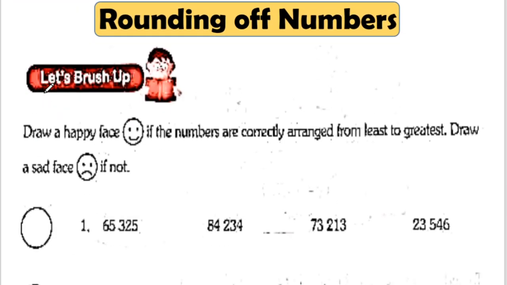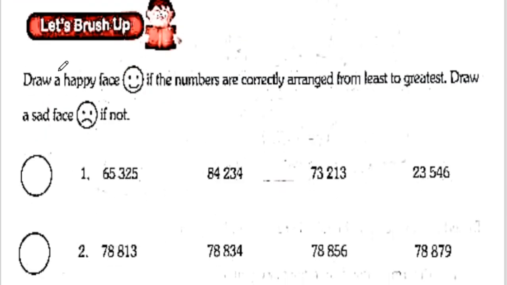And now, let's brush up. We are going to draw a happy face if the numbers are correctly arranged from least to greatest. Draw a sad face if it is not. And now, let's try to answer number 1. It's a sad face because it is not arranged properly.